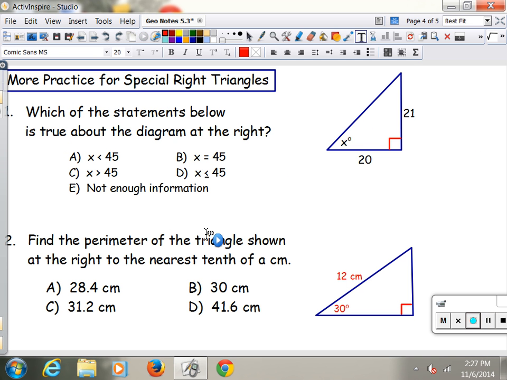Okay, here's a multiple choice. It says, which statement below is true about this diagram? Okay, there's an x in here. X degrees. It's an angle. Is this angle less than 45? Is it more than 45? Is it greater than 45 or equal to 45? Is it greater? Is it less than or equal? Is it not enough information?